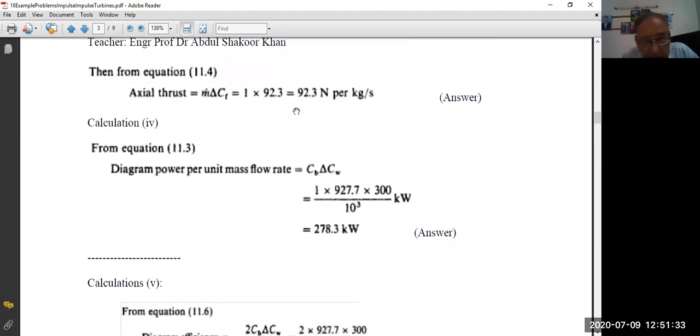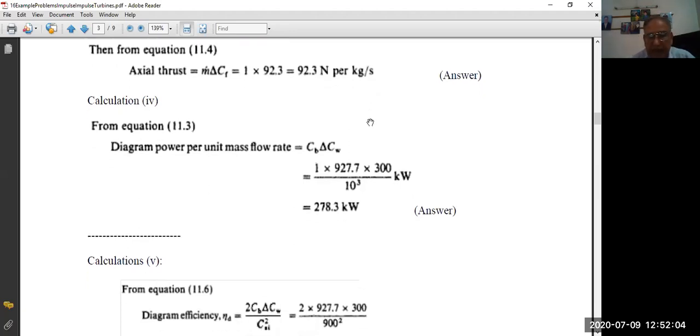Now, by equation 11.4, we find axial thrust with the help of m dot. Axial force is the mass flow rate multiplied by the change in velocity, which is the linear change of momentum: m dot delta CF. So in the axial direction, change in momentum is equal to the force applied in the axial direction, and this is equal to 92.3 Newton per kg per second. This is called axial thrust.